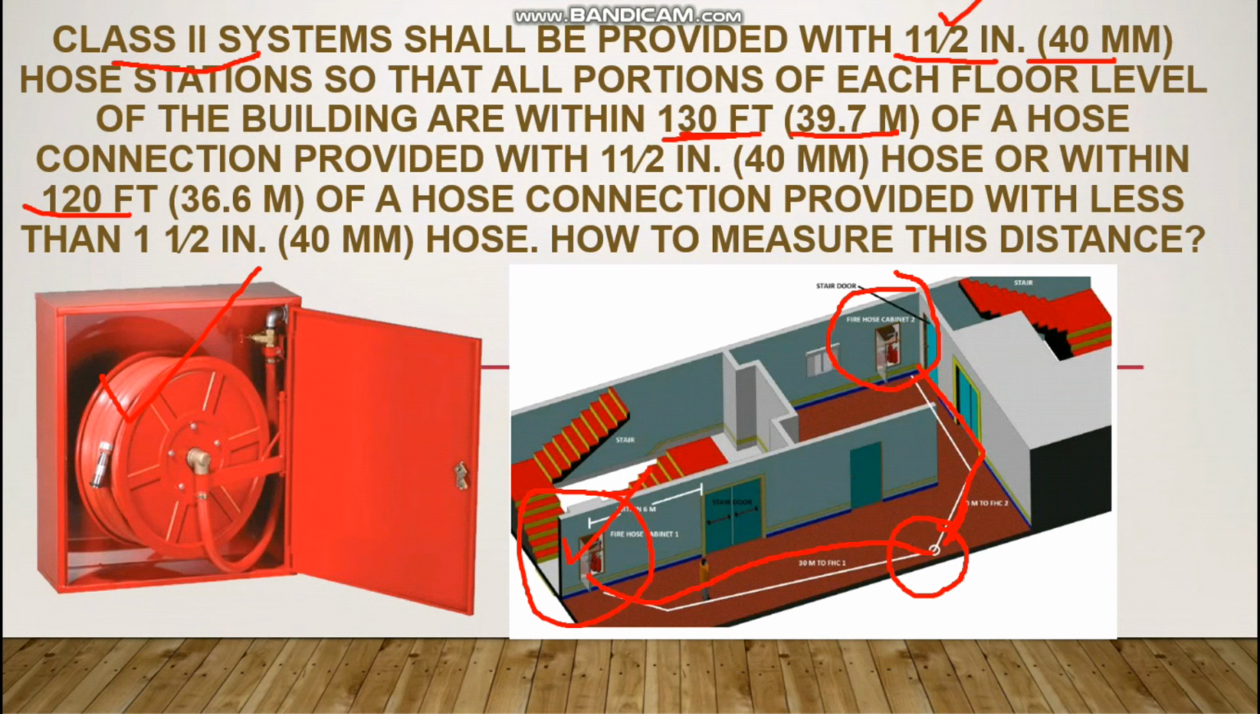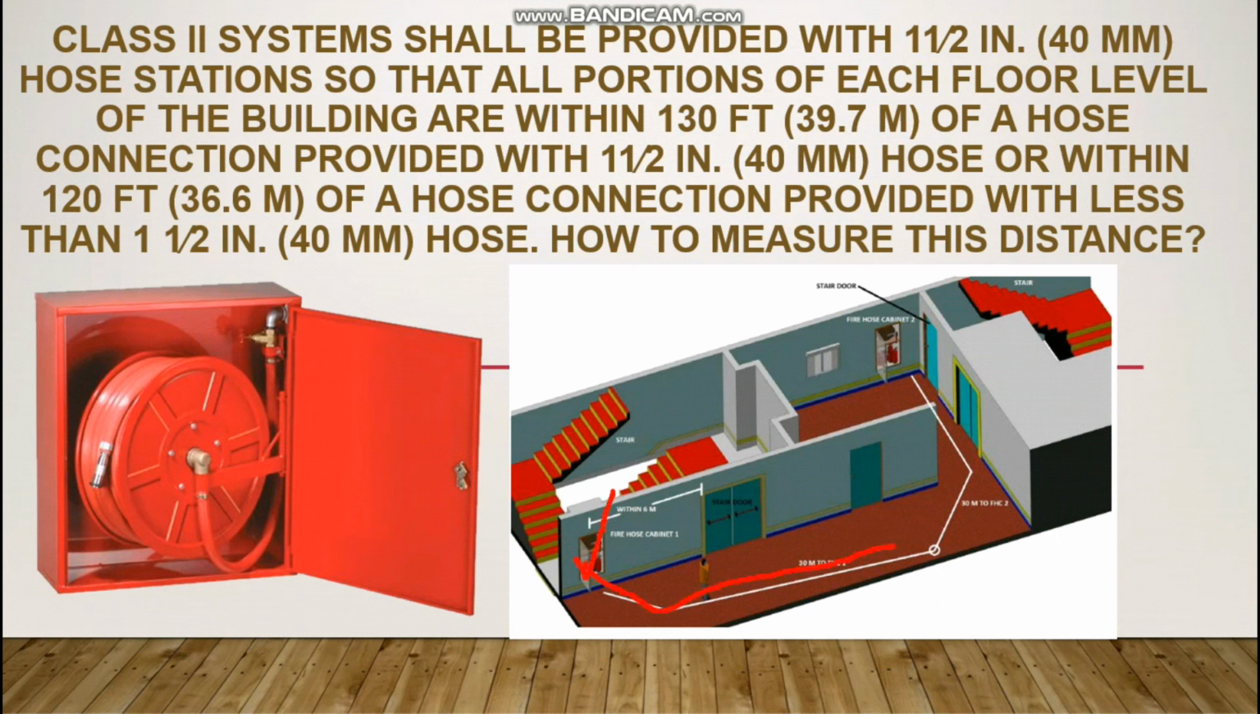Or suppose, in the second case, you have the same fire hose reel cabinet here. From here it is 39.7 meter, and you have another fire hose reel cabinet. From here the 39.7 meter ends here. That means there is a dead zone here. At that time we will have to provide an additional fire hose reel cabinet at this point. If there is no overlapping between these two fire hose reel cabinets, then an additional fire hose reel cabinet should be installed in between.